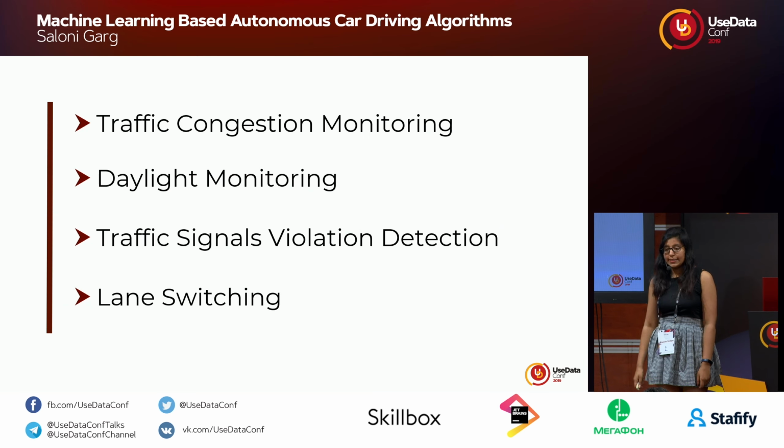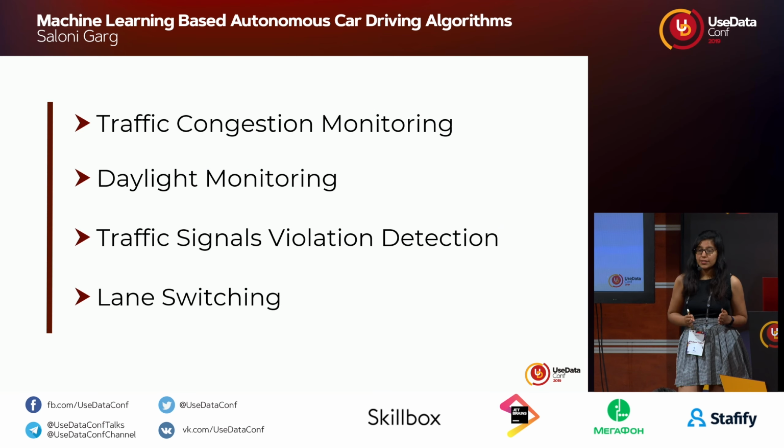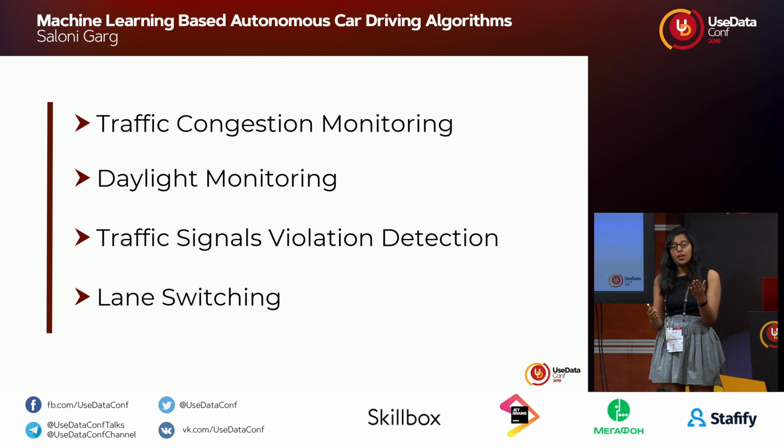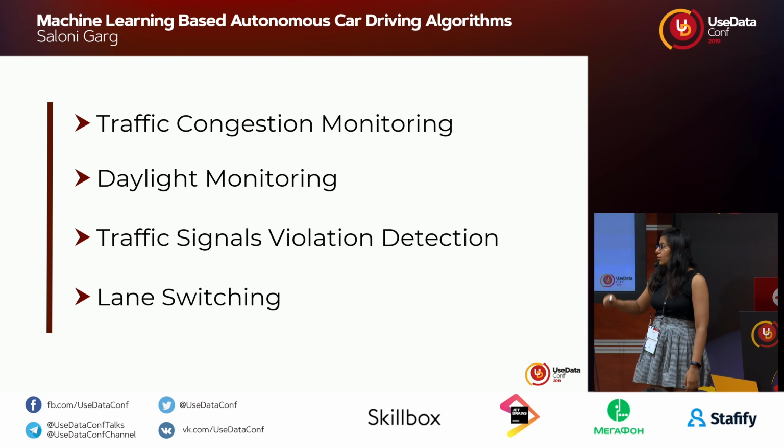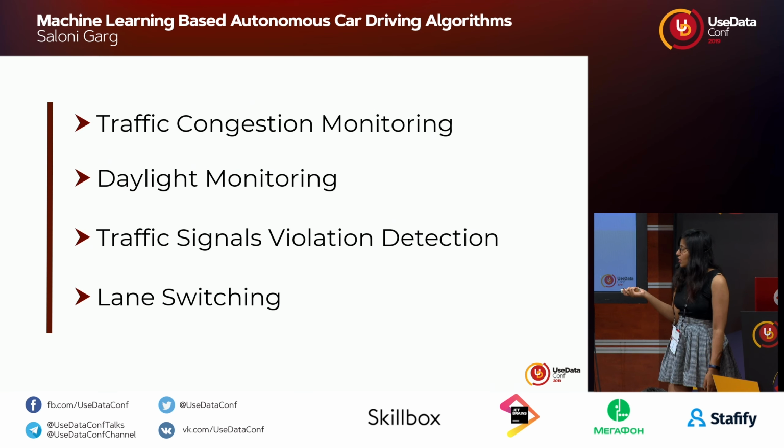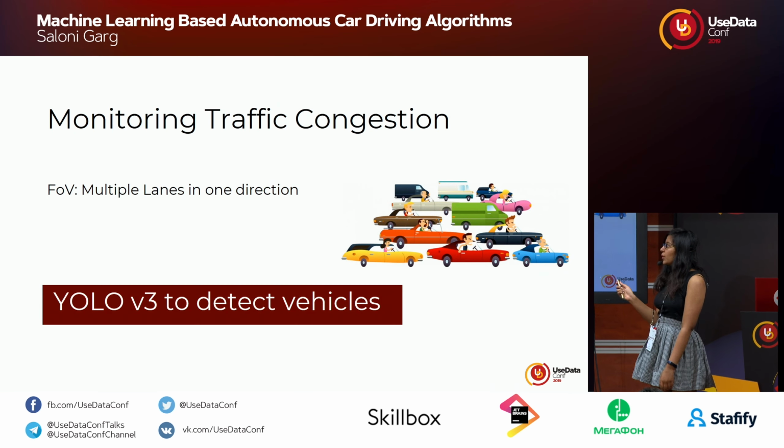And the last one is lane switching. In this, we are first detecting lanes, and then we are checking if the vehicle is switching lanes illegally. There are certain rules that define how you can switch lanes on a particular highway or road. So this will mainly involve detecting the lanes. Without further ado, let's get started. First one is monitoring traffic congestion.